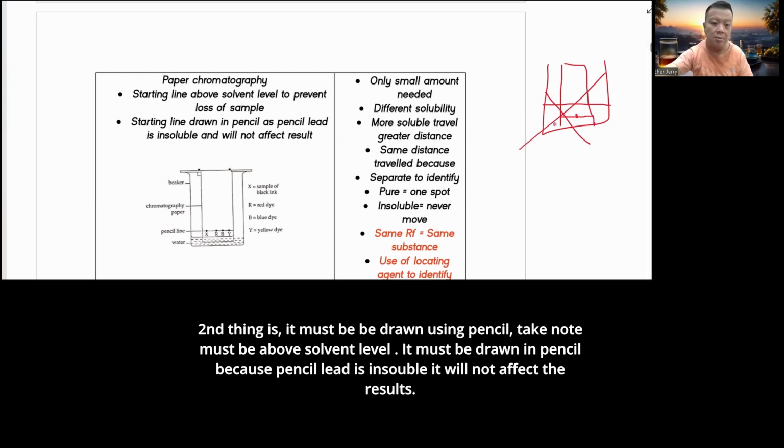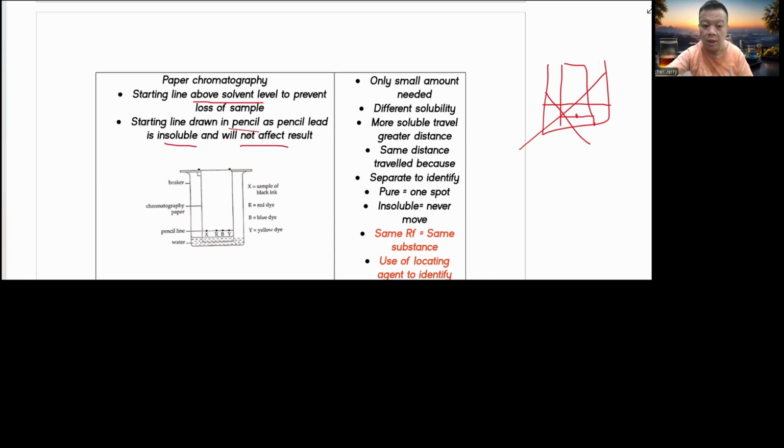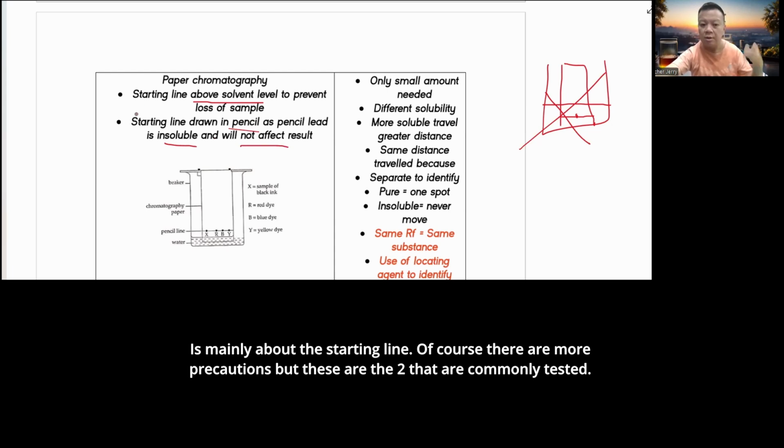The second thing is it must be drawn in pencil. So take note: it must be above the solvent level, and it must be drawn in pencil, because pencil is insoluble, it will not affect the results. It's mainly about the starting line. Of course, there are more precautions, but these are the two that are more commonly tested.